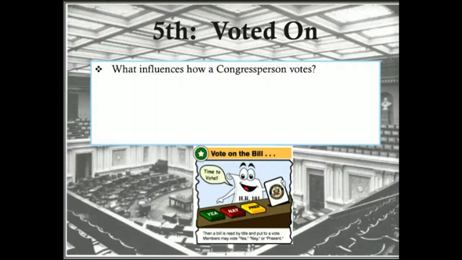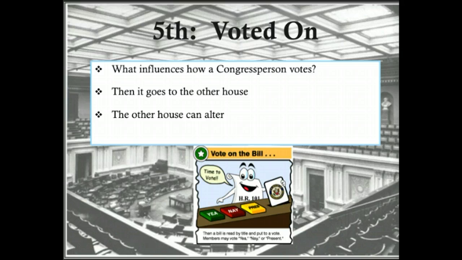Okay, once it is voted on and passed in one house, it then goes to the other house. Now the other house, the process starts all over again, and the House can completely alter, or the Senate can completely alter the legislation.